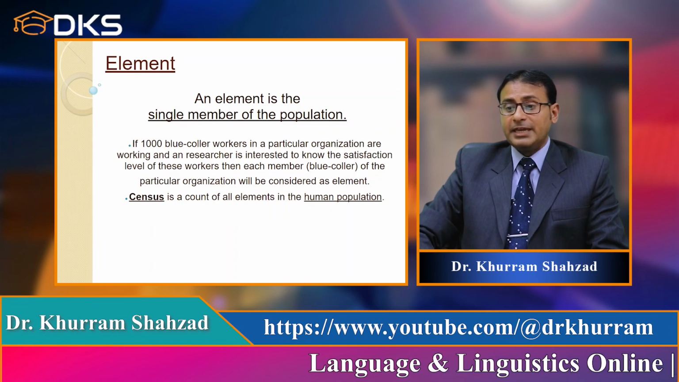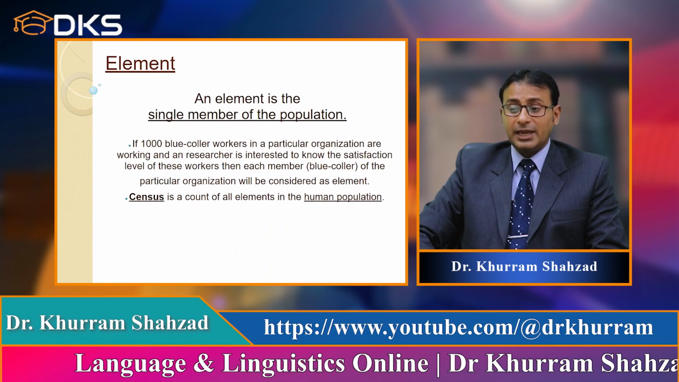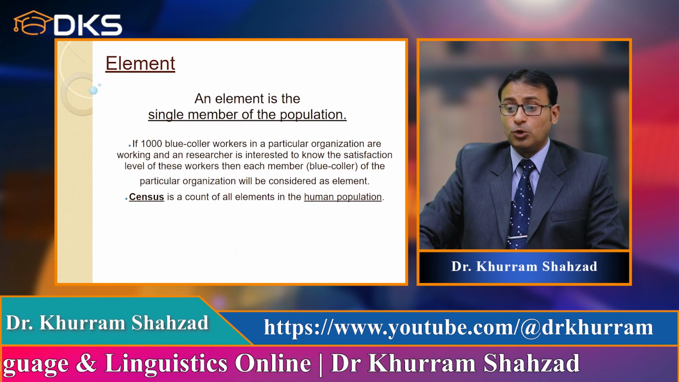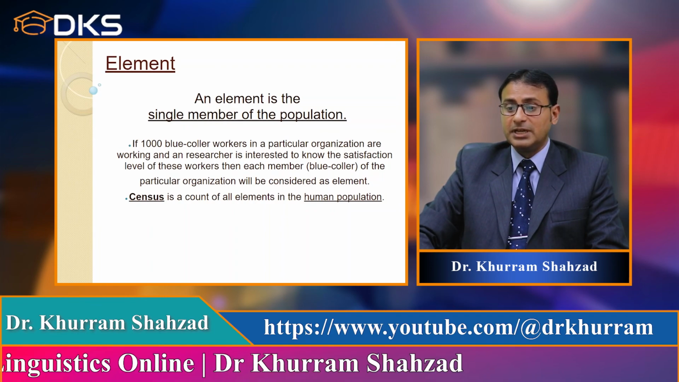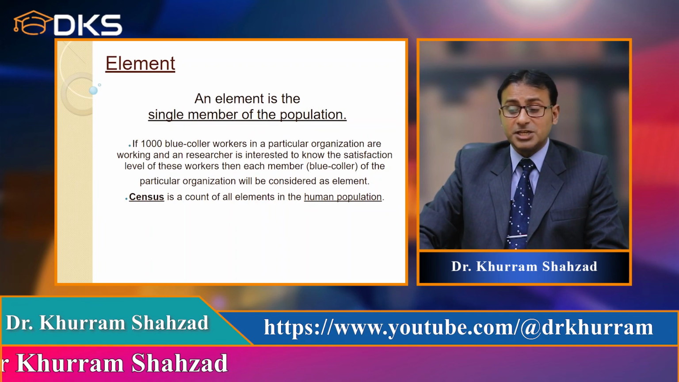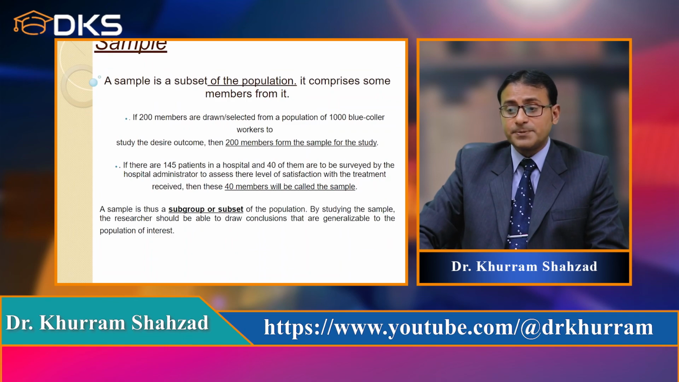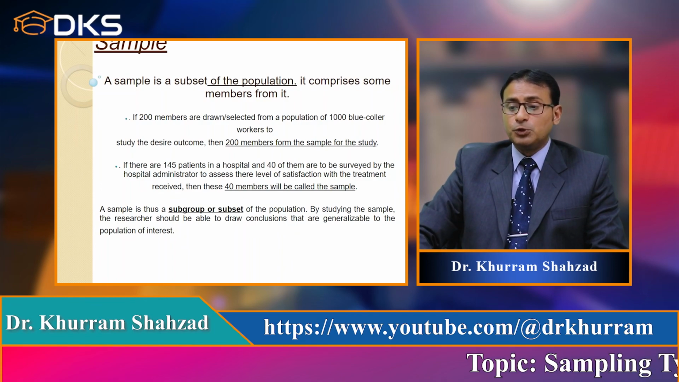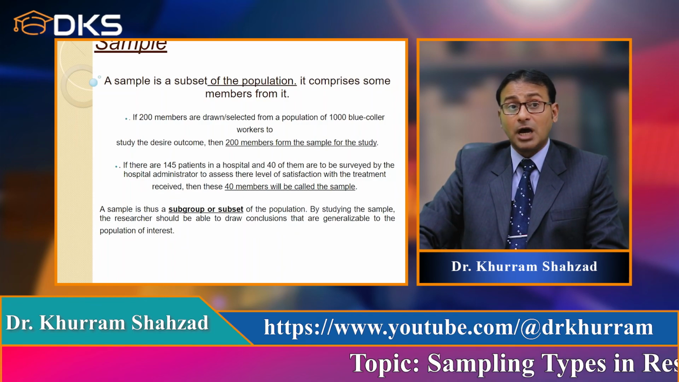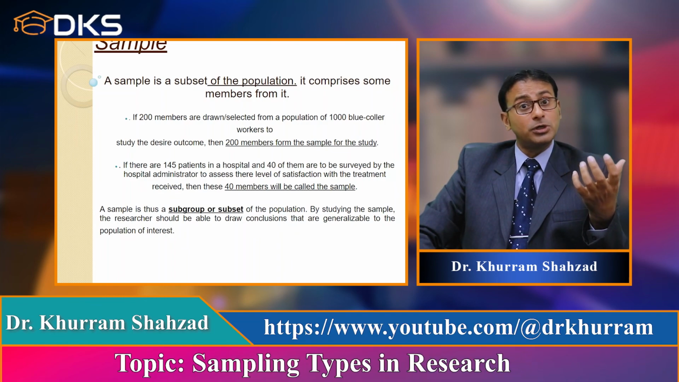You should remember, if 1000 blue-collar workers in a particular organization are working and a researcher is interested to know the satisfaction level of these workers, then each member, each blue-collar worker of the organization, will be considered an element. Census is a count of all elements in the population. A sample is a subset of the population. It comprises some members from it. If 200 members are drawn from a population of 1000 blue-collar workers, it means 200 members are your sample.